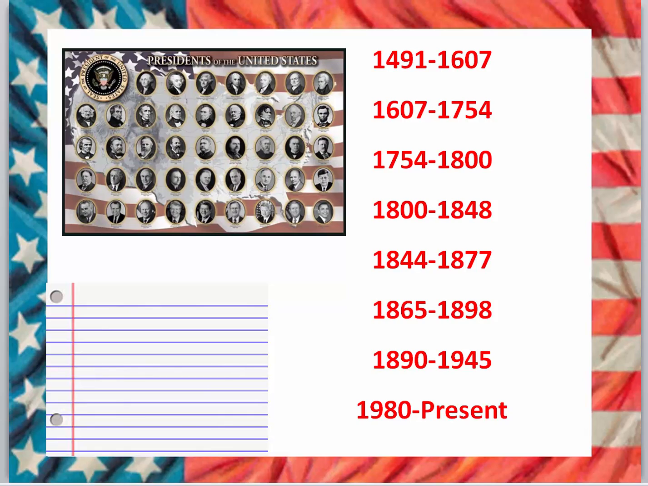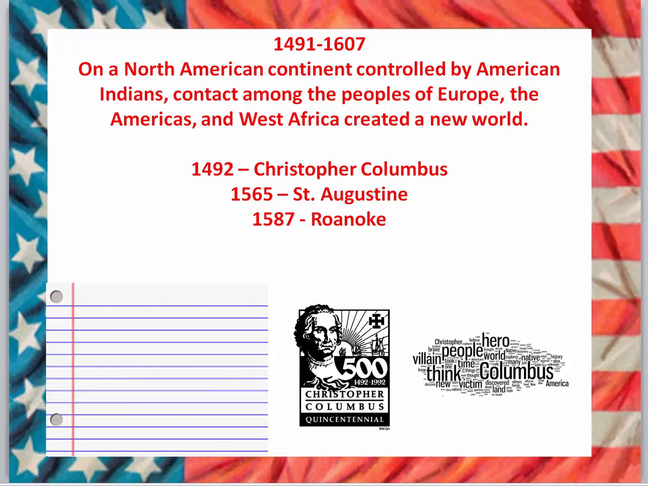This is just going to be a very, very general overview of the trends and major events and issues that are taking place in America during each of these time periods. So for our first one, it is 1491 to 1607. I will read the overview for each of them. On a North American continent controlled by American Indians, contact among the peoples of Europe, the Americas, and West Africa created a new world.